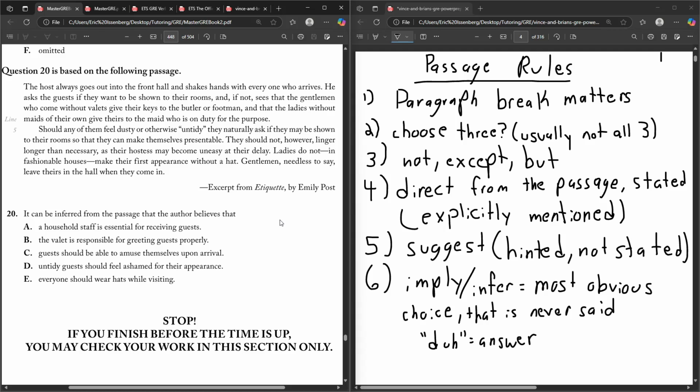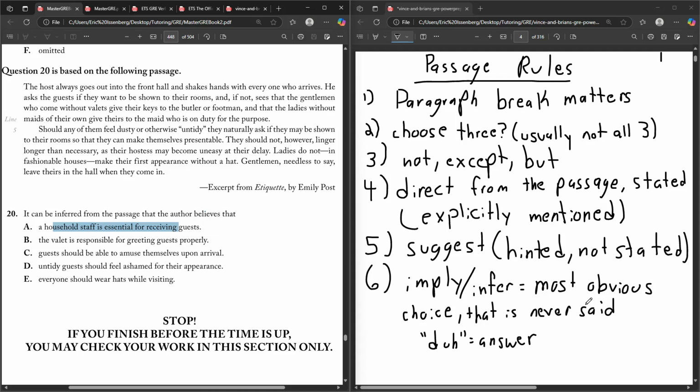Okay. Which of these is the most obvious duh-sounding answer? The most clearly, well, this has got to be true. Most people pick A, because they say household staff is essential for greeting guests. Well, maids and butlers and footmen really show up at the beginning of the story, so that's the answer everybody picks. It's the answer I picked as well. But if you look closely, it says that gentlemen who come without valets give theirs to the butler or footman, and ladies without their own maids give theirs to the maid on duty for this purpose. So when you're a host, is it essential for household staff to receive guests? Not necessarily, not if they come with their own help or their own butlers or their own maids. So this isn't necessarily true.